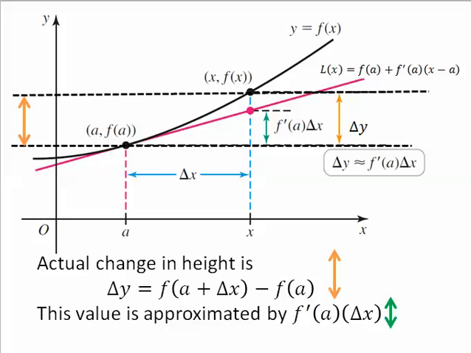Now here's a rather ugly graph for you. What I want you to zero in on is the actual change in height and the approximate change of height. You can see that we need delta x to be very small for one to be able to approximate the other.